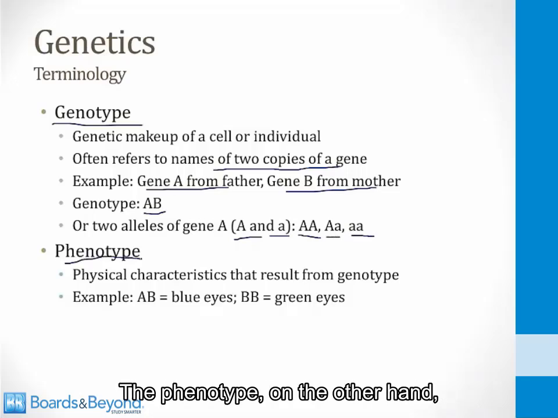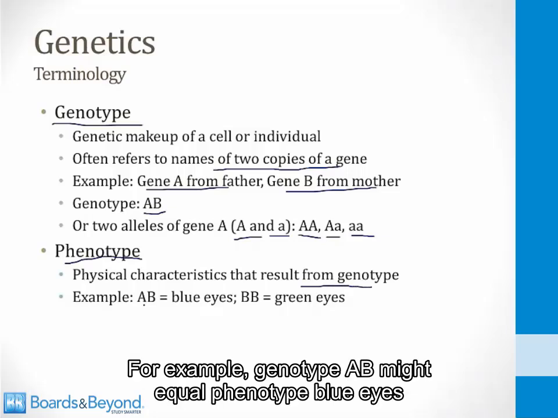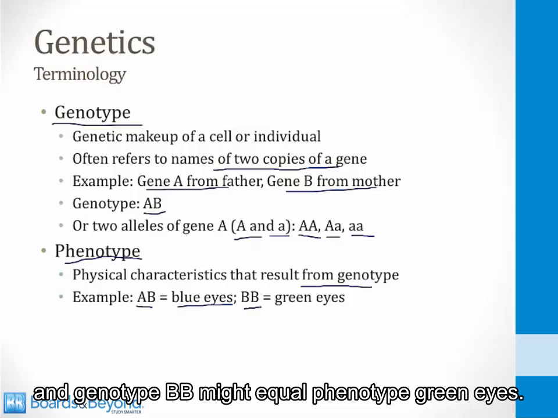The phenotype, on the other hand, is the physical characteristics that result from a genotype. For example, genotype AB might equal phenotype blue eyes, and genotype BB might equal phenotype green eyes.